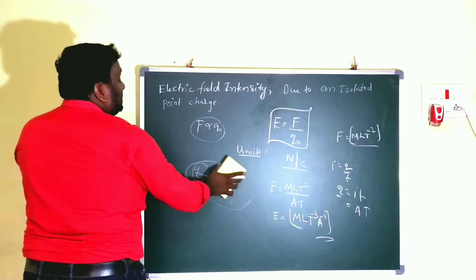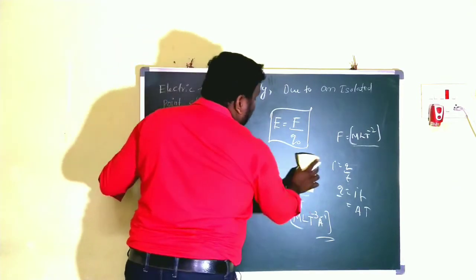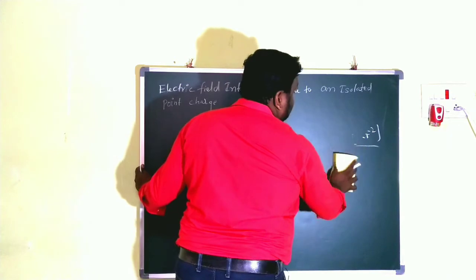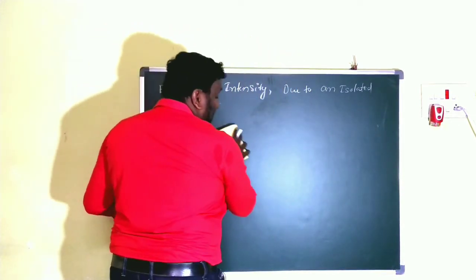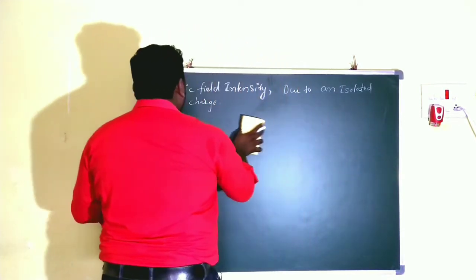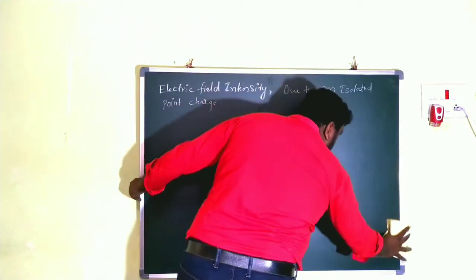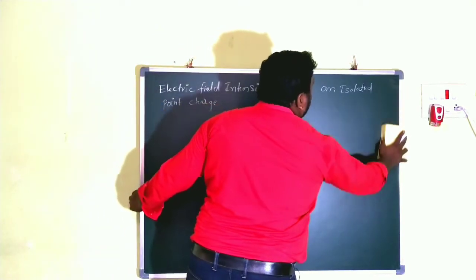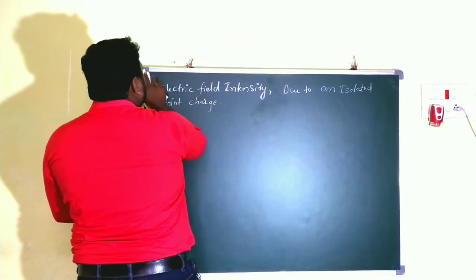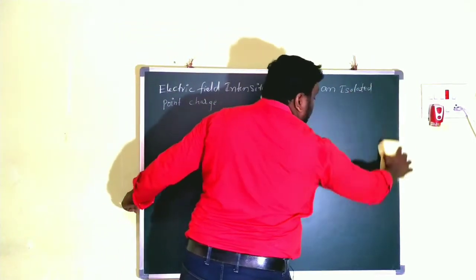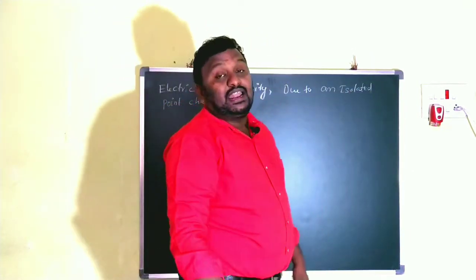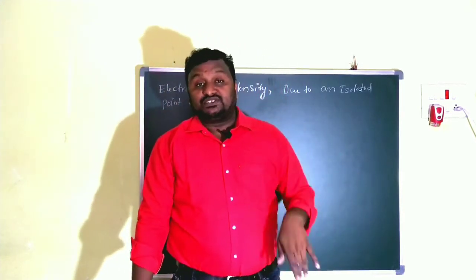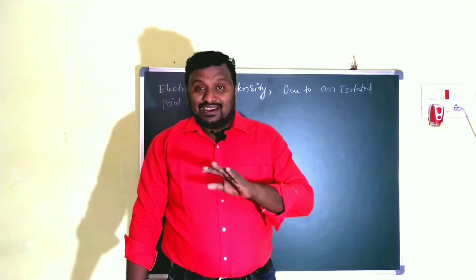So children, this is simply about the electric field intensity. So up to now you learned two definitions: what is electric field and what is electric field intensity. Electric field means the space around the charge which is in its influence is called electric field. Electric field intensity means in that electric field there is some force acting on a particular charge. That is what we call electric field intensity.